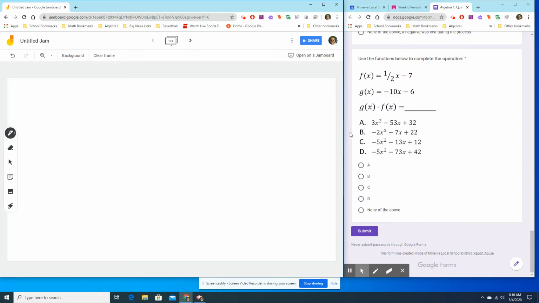And lastly, a bunch of multiplying here. So number 8, -6 and -7 makes 42. -6 times a half makes -3x. -10 and -7 is +70x. And then half of -10 is -5x squared.